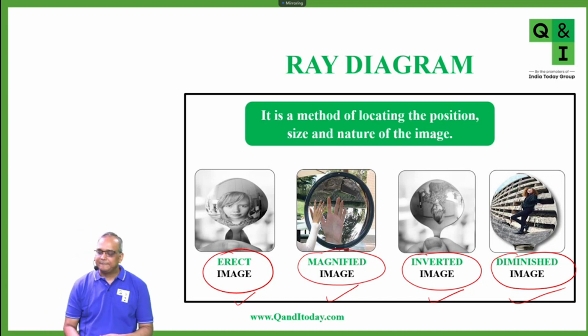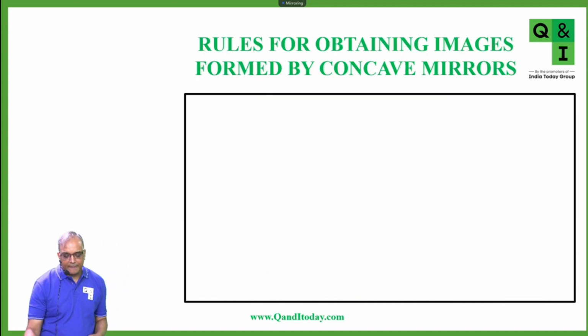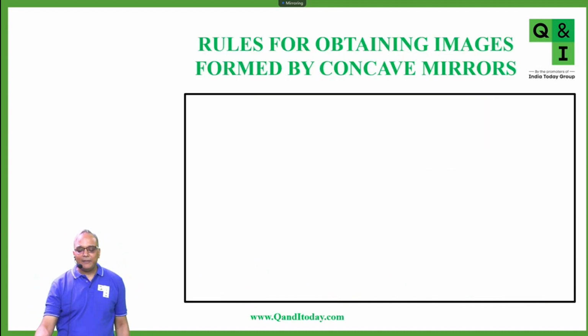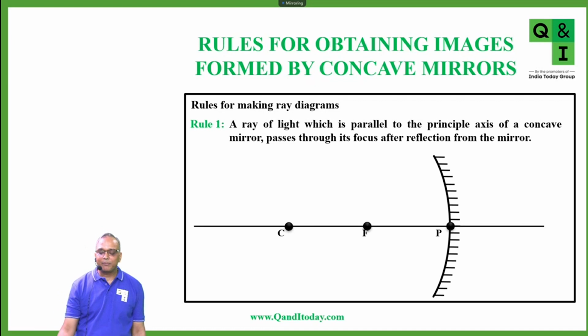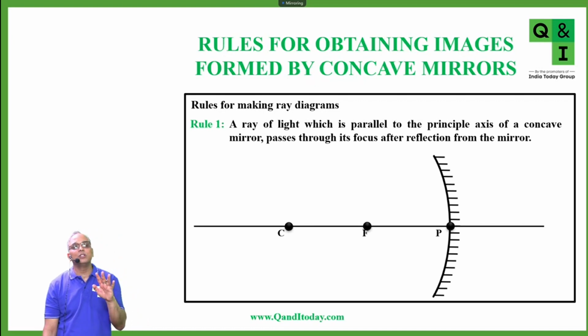Clear, students? Okay. So, rules for obtaining images formed by a concave mirror. So, rules for making a ray diagram. There are 4 rules which you need to remember to make the ray diagram. So let us go one by one.